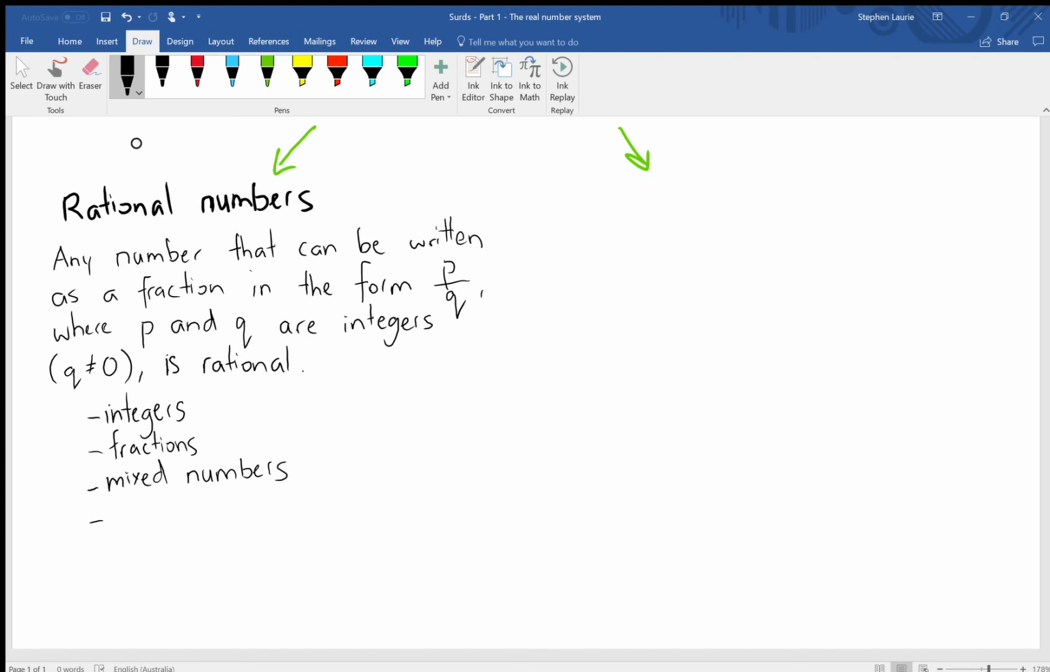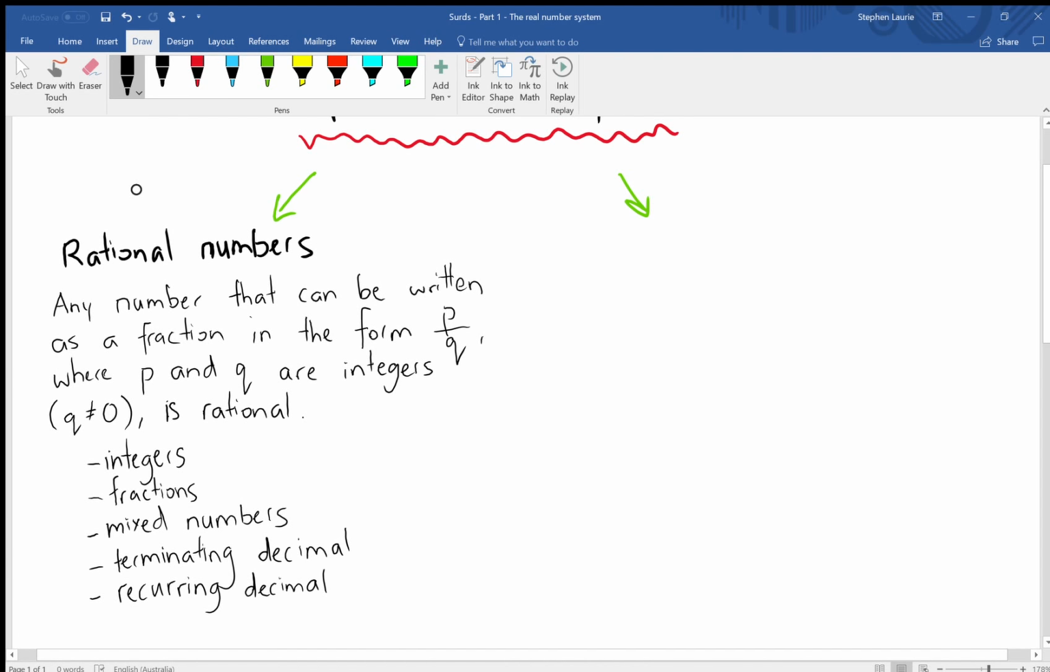And then when we look at decimals, if you've got a decimal that stops, so it terminates at some point, well, that can be written as a fraction. And if you've also got a decimal that goes forever, but it has a pattern, so a recurring decimal, that is also a rational number. It can be written as a fraction. So think of, let's say, 0.66666 repeating forever. That's just 2/3, right? So that's rational. All right.